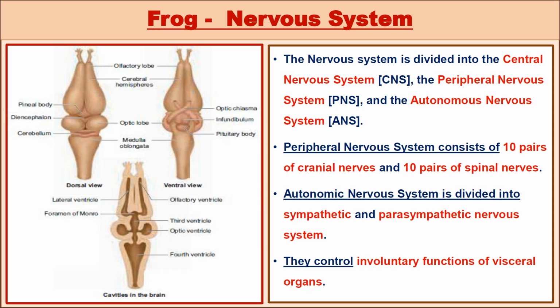Autonomic nervous system is divided into sympathetic and parasympathetic nervous system. Autonomic nervous system controls the involuntary functions of the visceral organs. Visceral organs are the organs that are present in the body cavity.